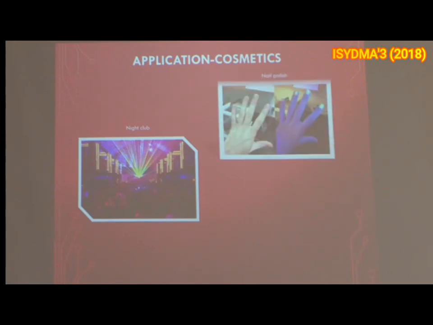So saying that, we started with the nail. So we put the carbon dust into the nail solution. And when we put the solution onto the nail of a woman, with the white light, we don't see anything. But using the blue light, like a pointer, for example, we see the yellow color. So that was the first application.